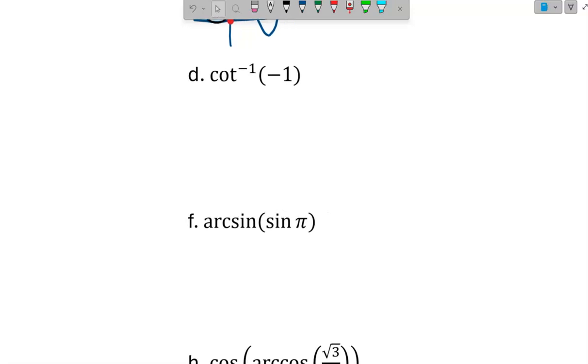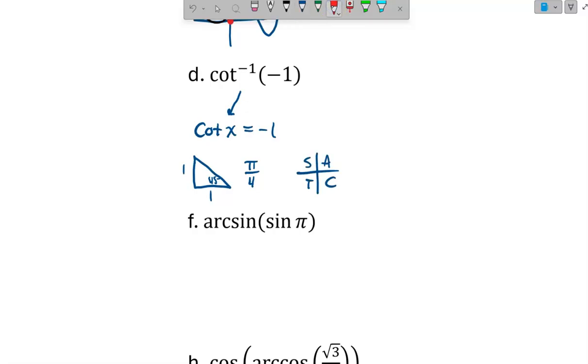Okay, moving on to the cotangent. Again, I view this as cotangent x equals negative 1. Whenever tangent or cotangent is equal to 1, I'm immediately thinking about my 45, 45, 90 triangle, also known as pi over 4. Just as we mentioned here, we're going to look at our 4 quadrants again. Tangent and cotangent are negative in quadrants 2 and 4.